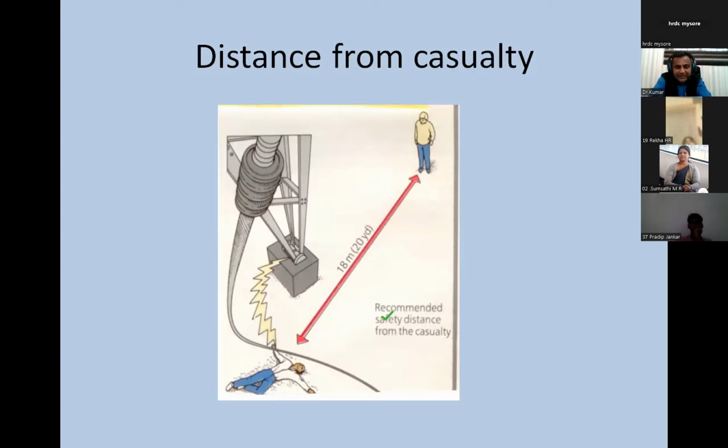Once it enters the body, it can cause damage to the muscle, damage to the nerves, and it can burst the heart also. Even the ground will be recharged. If you go near, you will be the next casualty. So in case of electric shock, you should primarily maintain a cordon or a distance of nearly 18 meters or 30 feet. Make sure that nobody goes near.